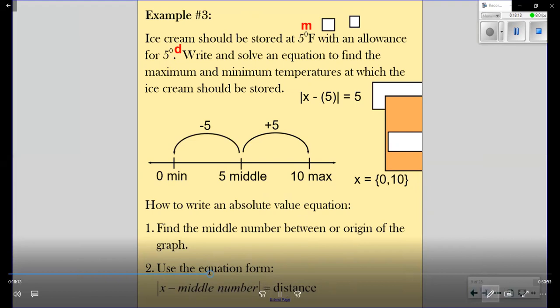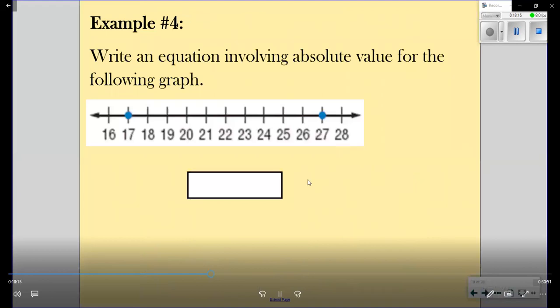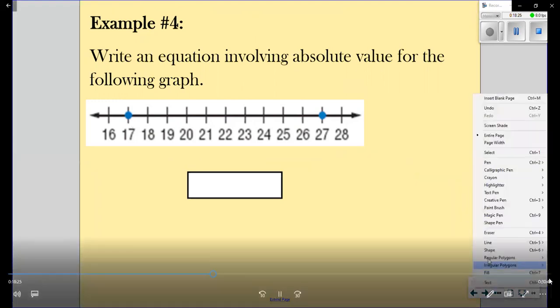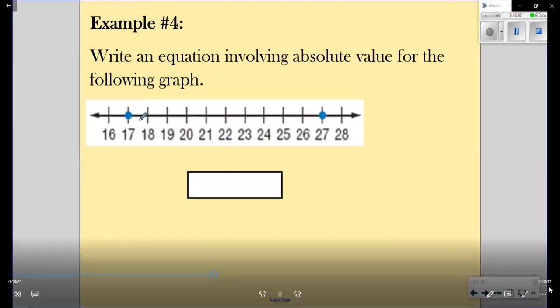All right. So we're just going to do a few examples. Here we have to write an equation involving the absolute value for the following graph. So we need to find the middle number, and we need to know the distance from it. You can do this visually by counting from the left and right and having them meet in the middle, or you could do the average.